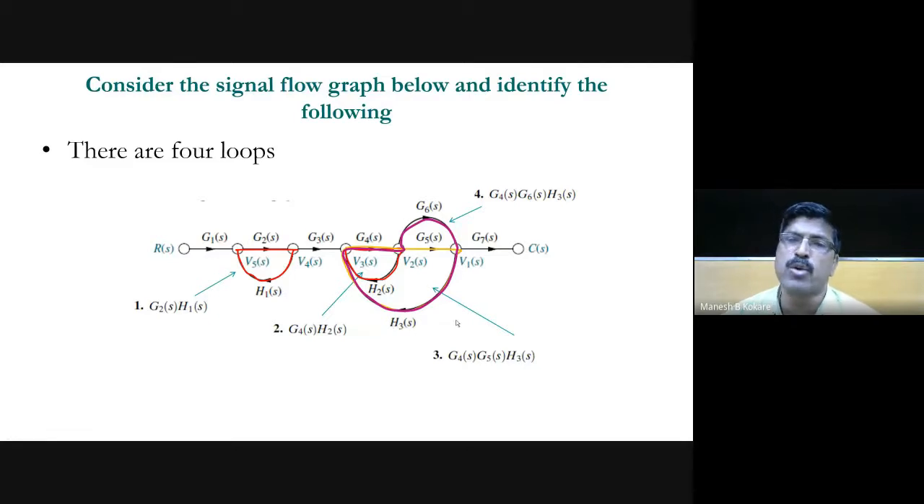But what about L2 and L3? Yes, they are touching each other. L3 and L2 and L4 are also touching each other. L3 and L4 are also touching each other. So we will not consider the loops which are touching each other, right?